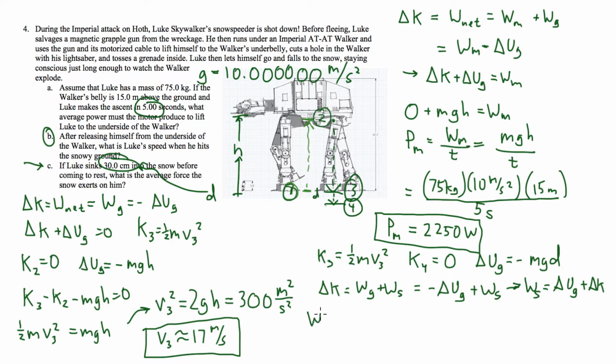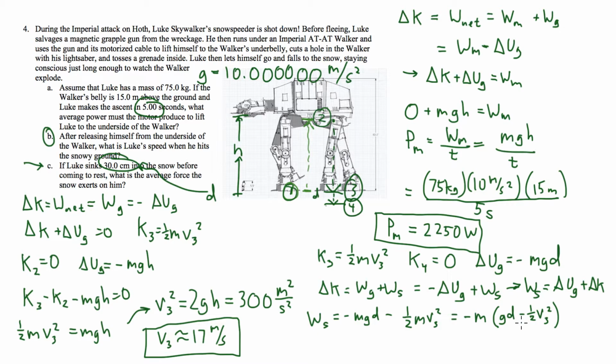Let's see. So work done by the snow is negative, hang on. Is negative mgd, and then, no, I'm sorry, that's not work done. This is the change in potential energy. Sorry, not kinetic, potential energy. Man, I cannot talk. Okay, and then negative 1/2 m v3 squared. So the work done by the snow is going to be equal to negative, and I'm going to collect the m, so Luke's mass times gd minus 1/2 v3 squared. Okay, so have I done this right?